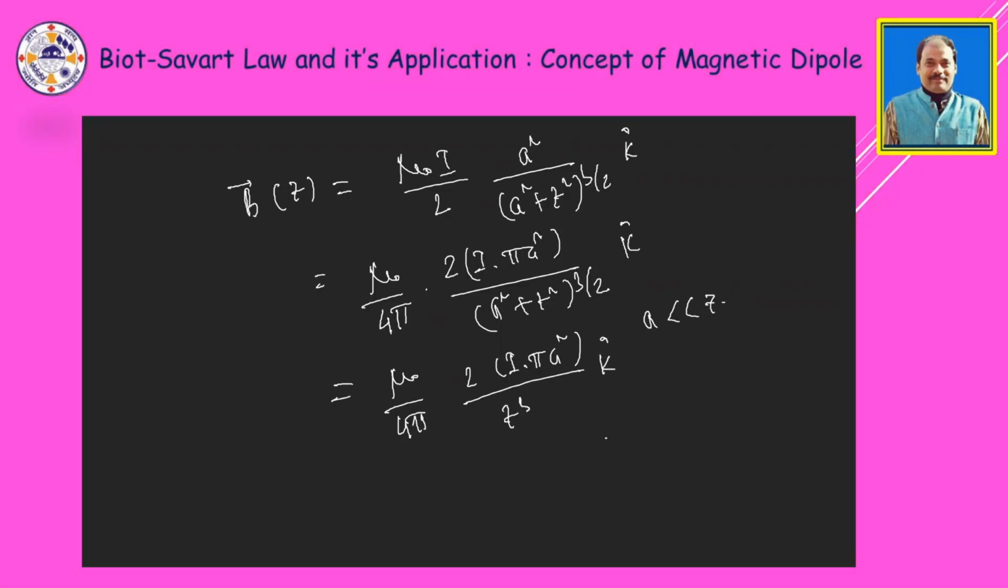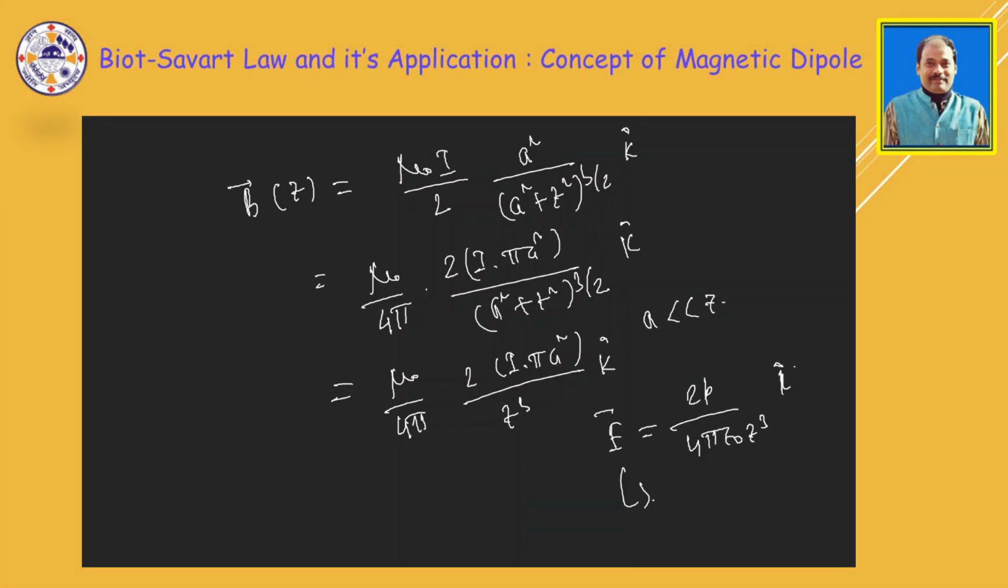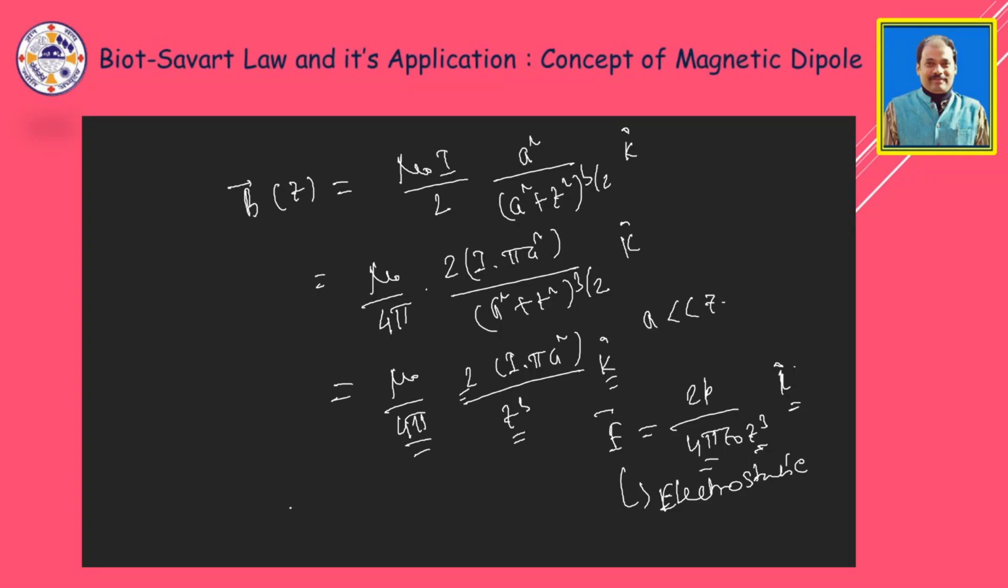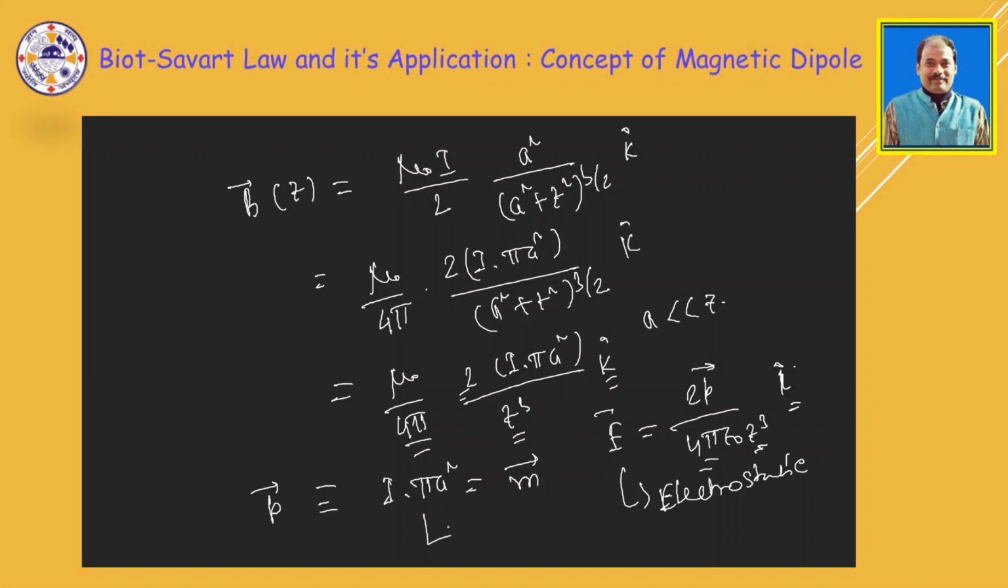Now compare this term with the electric field E equals 2p by 4 pi epsilon 0 z cube into k hat in the case of electrostatics. Now you can see everything is the same. mu 0 by 4 pi is equivalent to 1 by 4 pi epsilon 0. z cube is also here, k hat is also here, 2 is also here. So I can write that in electrostatics p is equivalent to the term I into pi a square. We denote it as M. This is called the magnetic dipole.